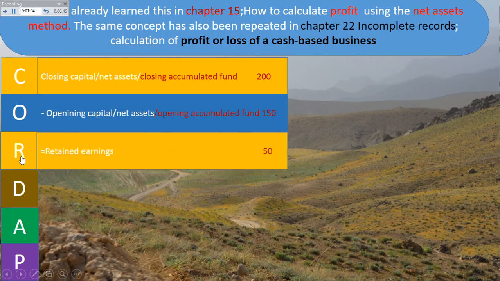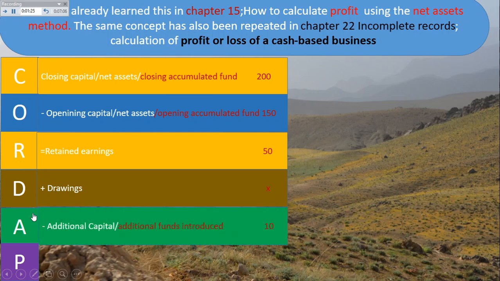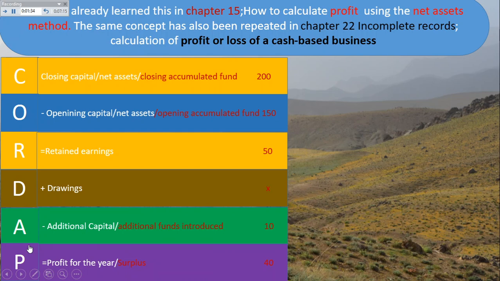Retained earnings was used in our earlier classes. Here we'll not be using it. Drawings was added back in our previous topics. Here we'll not be using it. I put a cross here because normally the members are not allowed to draw cash for personal use from the club. Additional capital will be referred to as additional fund introduced here. So this has to be deducted here, and then you get profit for the year. That's referred to as surplus out here.